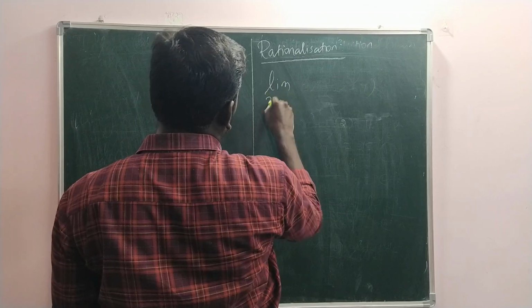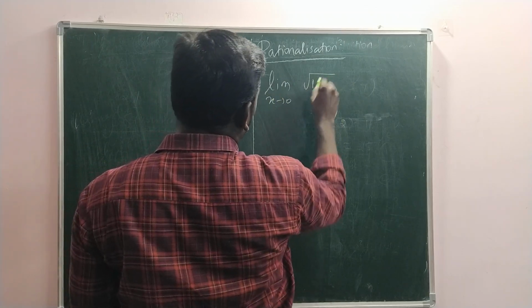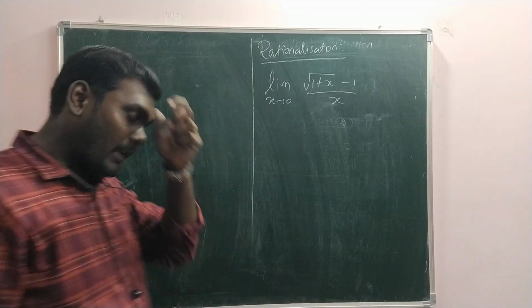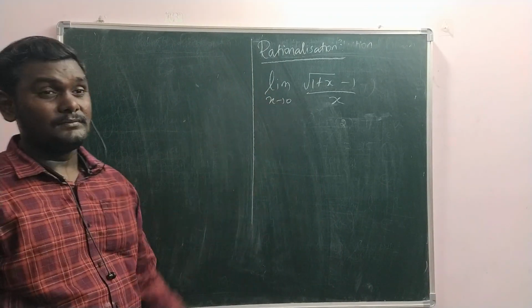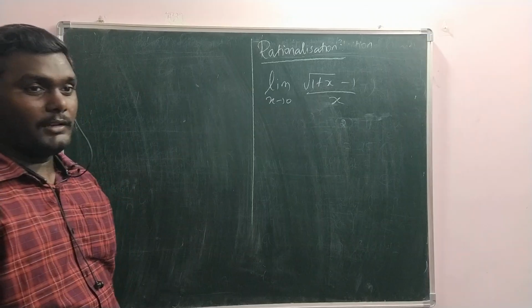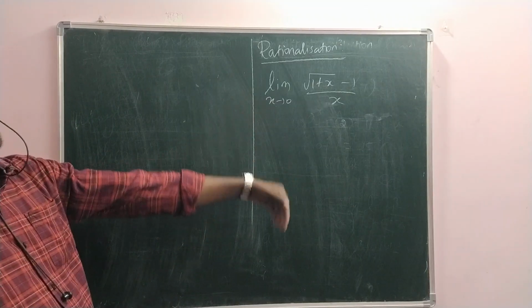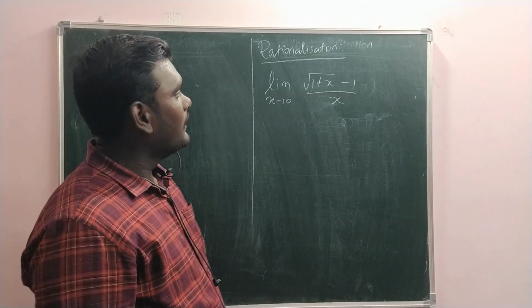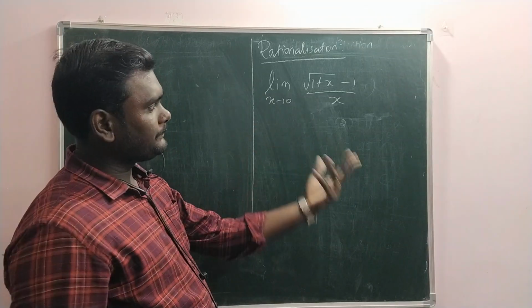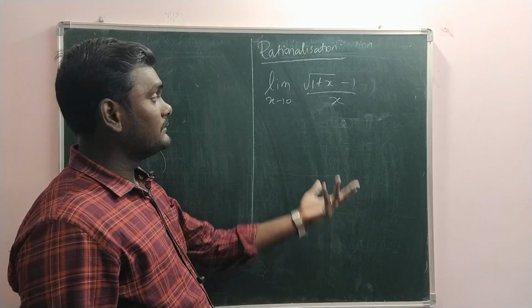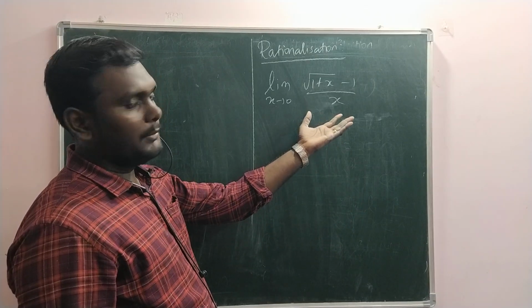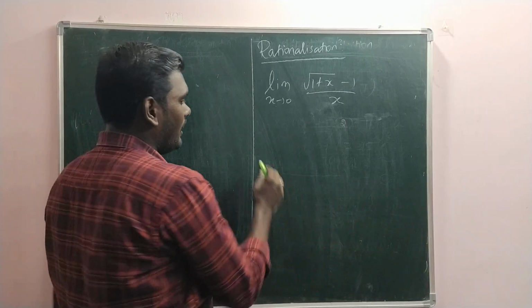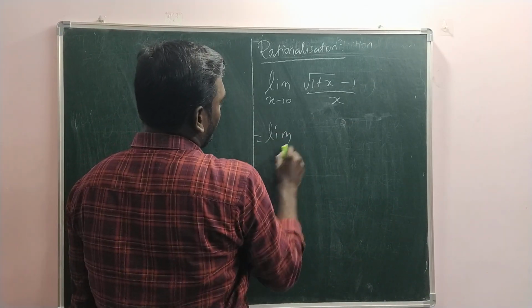Say limit x tends to 0 of root of 1 plus x minus 1 by x. Now if you apply the limit directly, you will get 0 by 0, an indeterminate form. And if you apply the factorization method, we cannot factorize this. Or if you apply standard limits, not standard limits, sorry, rationalization. Yes, rationalization is possible.